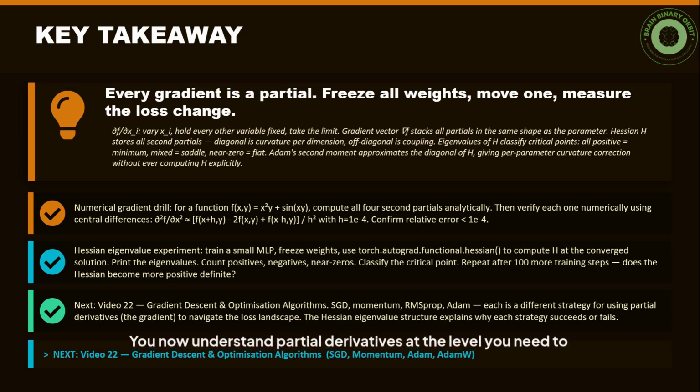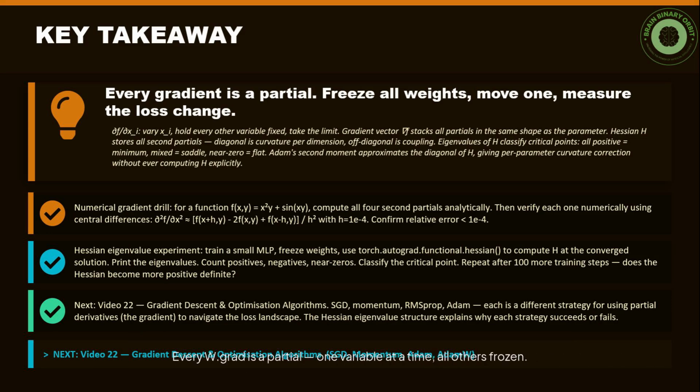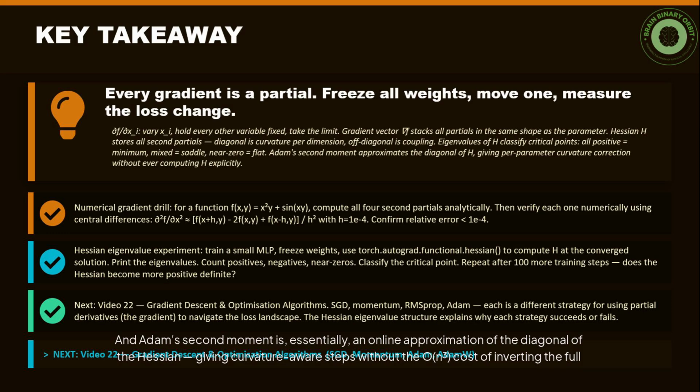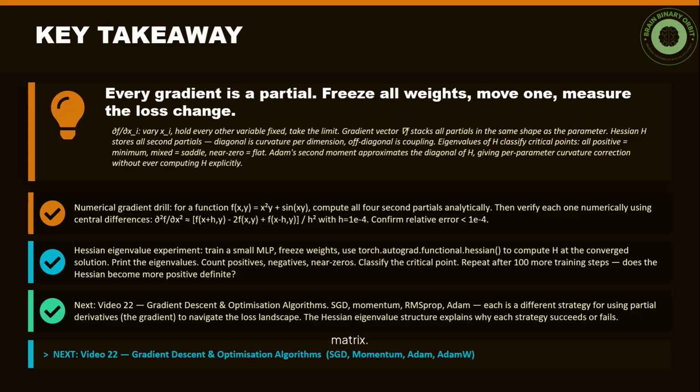You now understand partial derivatives at the level you need to debug any gradient in any layer. Every W.grad is a partial, one variable at a time, all others frozen. The gradient vector stacks them all. The Hessian carries their second-order extensions. And Adam's second moment is, essentially, an online approximation of the diagonal of the Hessian, giving curvature-aware steps without the O(n³) cost of inverting the full matrix.